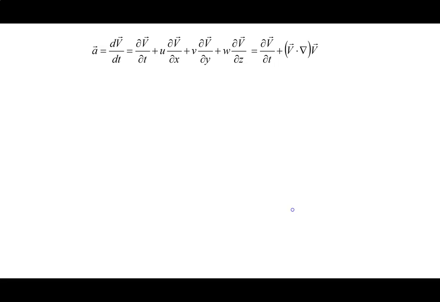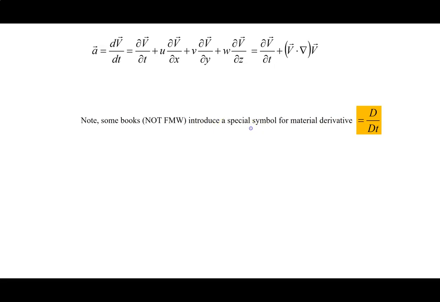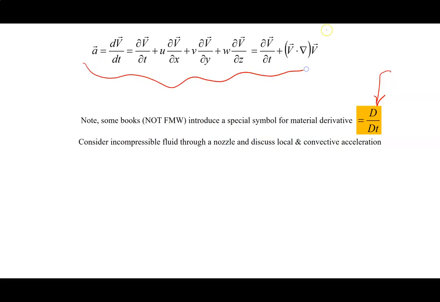All right, so I've copied this one more time onto the next slide. And just a quick comment, some books, not our textbook, sometimes introduce a special symbol for the material derivative, also called d/dt, with an uppercase D, but we don't use that here. And let's interpret this expression by looking at the flow through a nozzle, right? So if I have a flow through a converging nozzle, imagine I have fluid like water going through.